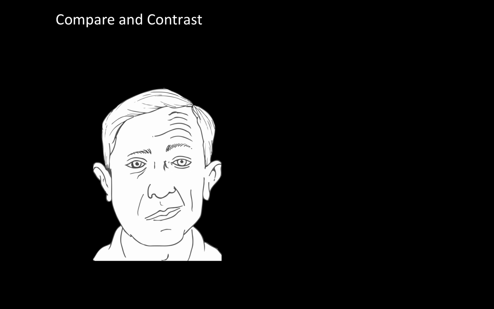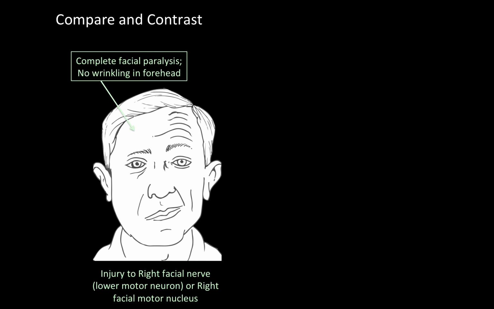This picture shows a patient that has injury to the right facial nerve or right facial motor nucleus, where they have complete paralysis of that side of the face, the ipsilateral side of the face, and they have no wrinkling of the forehead because the frontalis doesn't function.